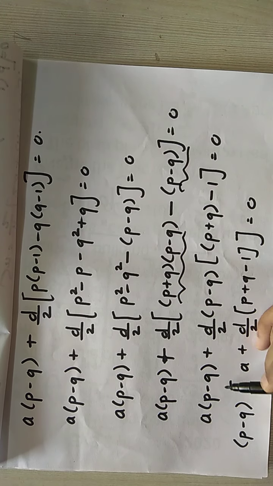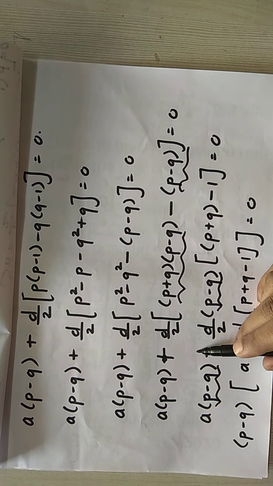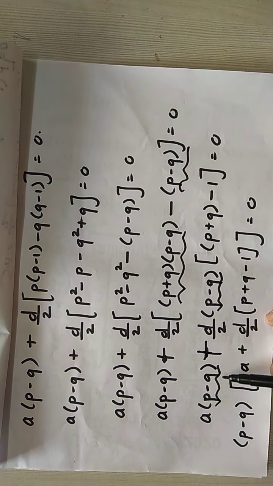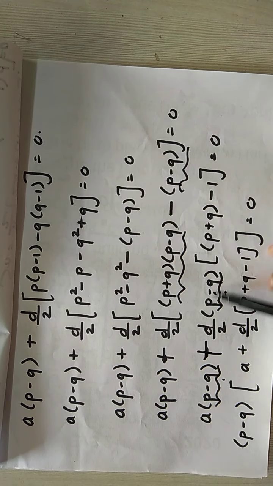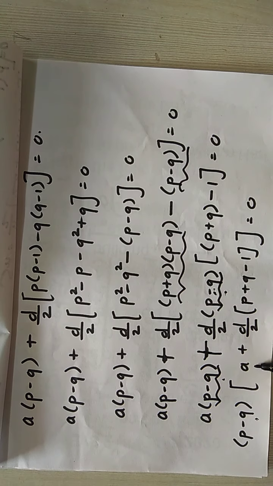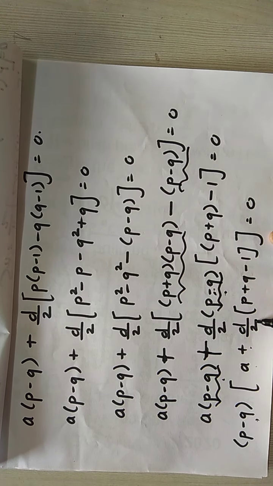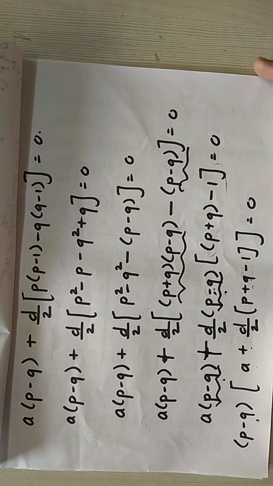Now p minus q is here in the first term and in the second term, with a plus sign over here. So in the first term we have p plus q, in the second term we have p minus q, in both the terms. So p minus q is common outside. So here we have a plus d upon 2 and this bracket p plus q minus 1 equal to 0.